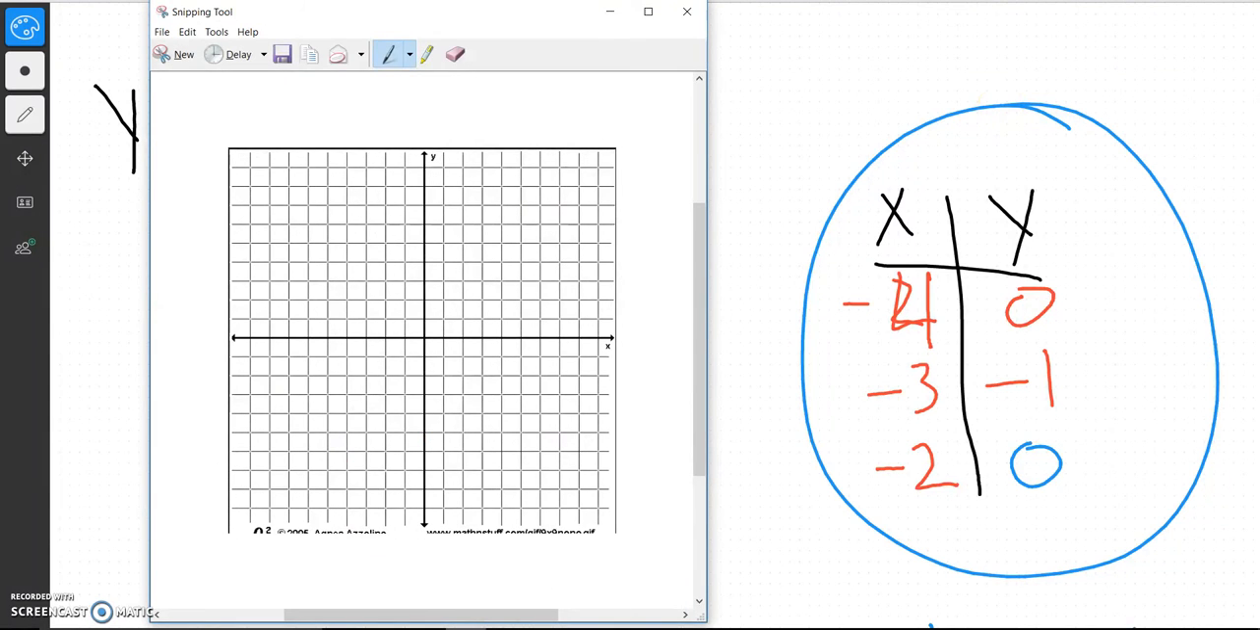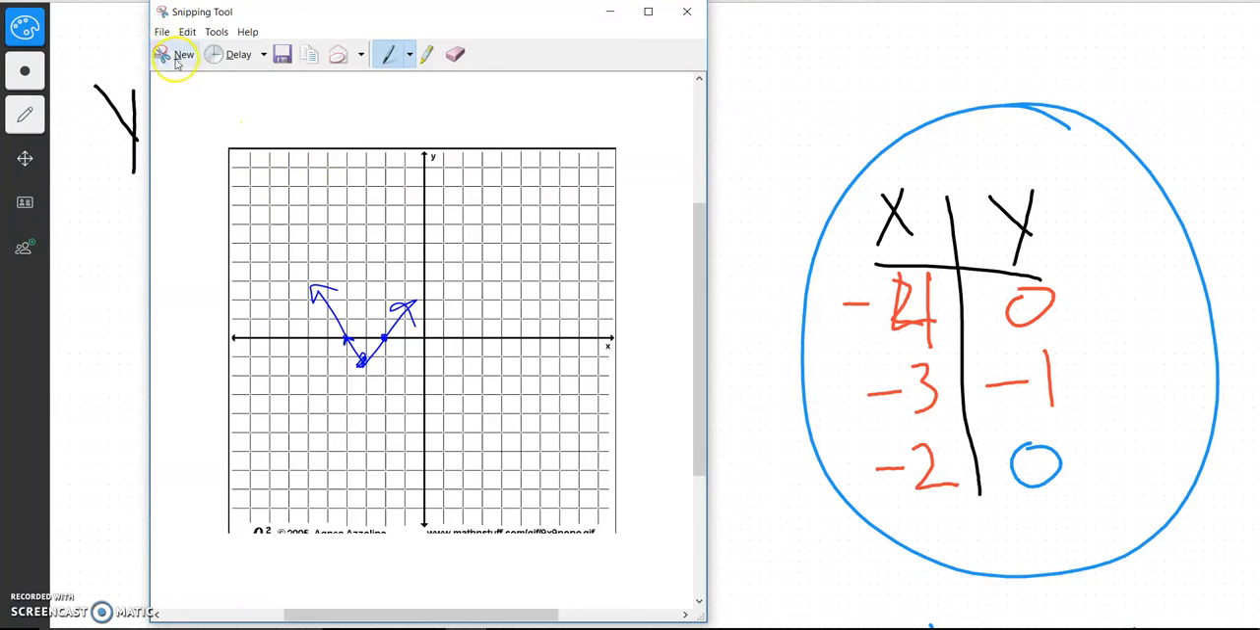So I'm going to go graph this thing. So I have a point that's -3, -1, so a point right there. -4, 0, a point right there. Point right there. And a point at -2, 0, so a point right there. And then we will make our V shape. So there's our absolute value.